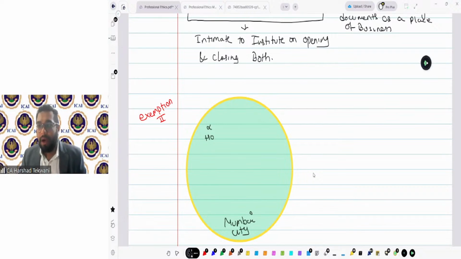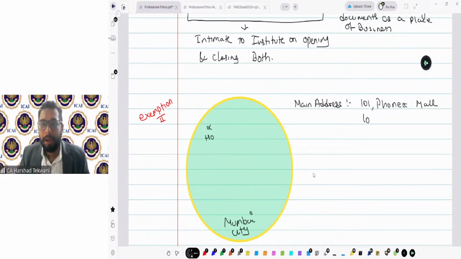This is the head office. Now, if I open a branch office in the same area, let's say, for example, the main address or head office, or any office, basically, this first office, I will give you a hypothetical address: 101, Phoenix Mall, Lower Parel. For example, hypothetical address, 101 Phoenix Mall, Lower Parel.